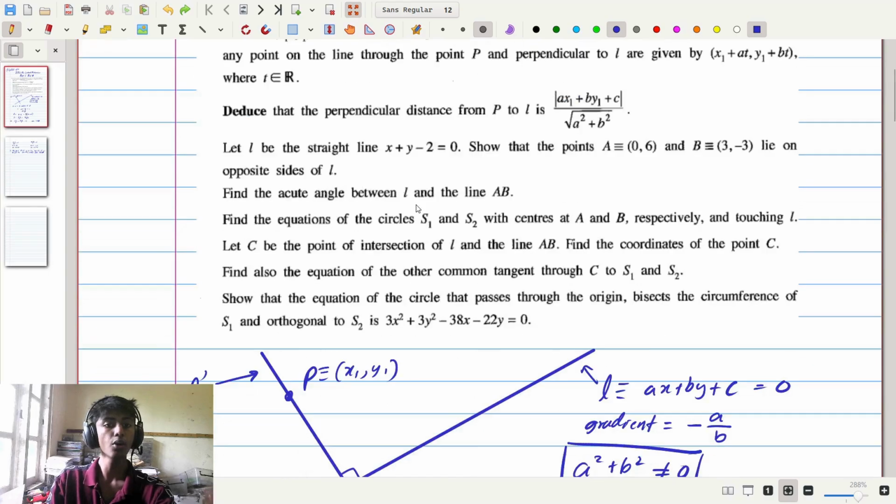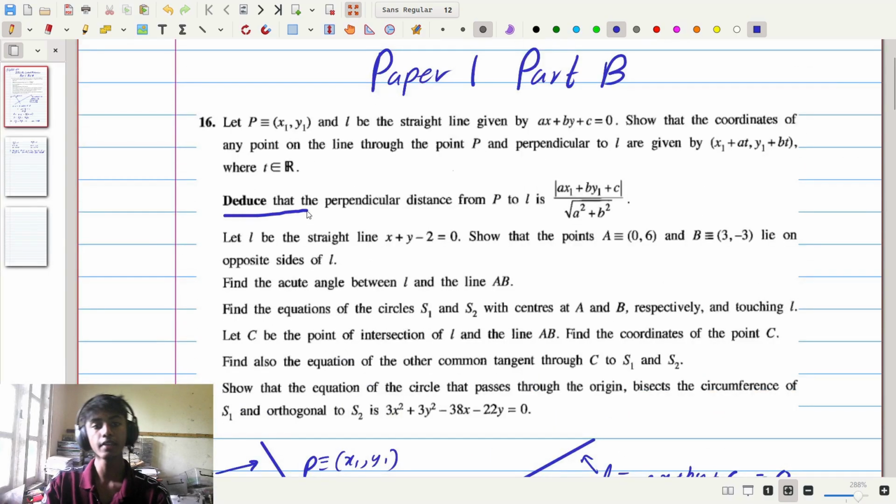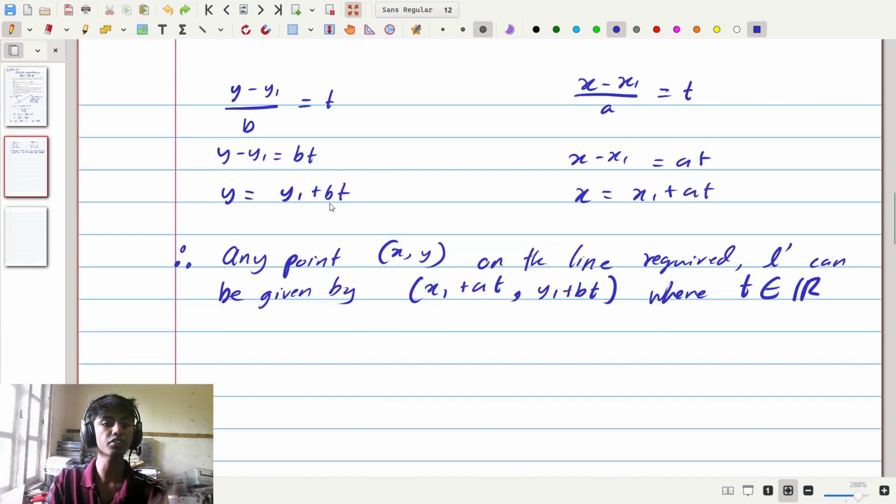Now given this, we are then asked to deduce that the perpendicular distance from the point P to the line L is given by this formula right here. Now when they say deduce, they usually mean we have to deduce it from the result that we just found.